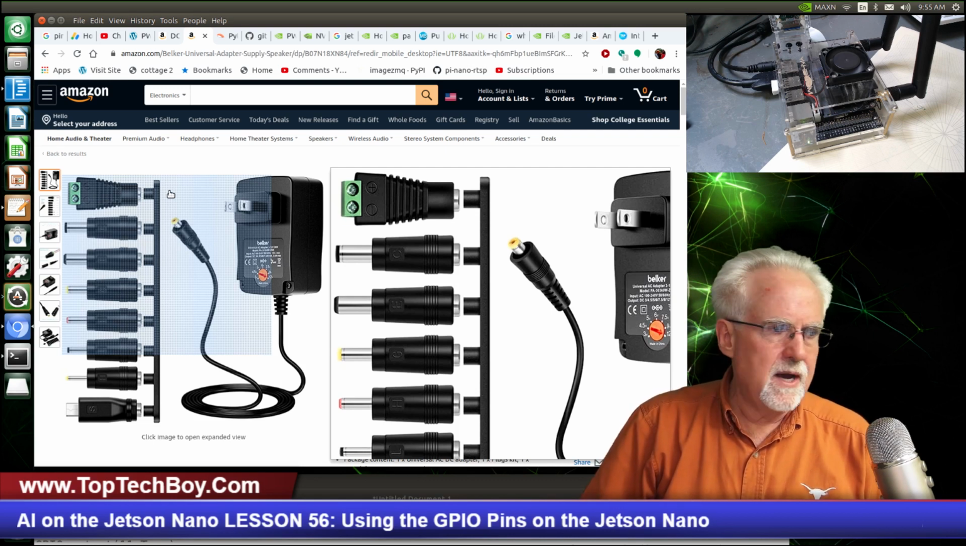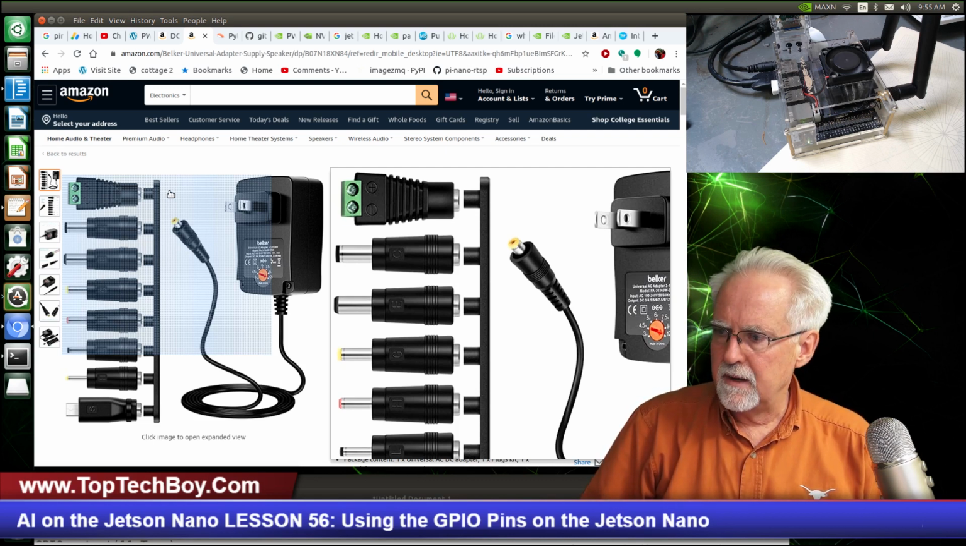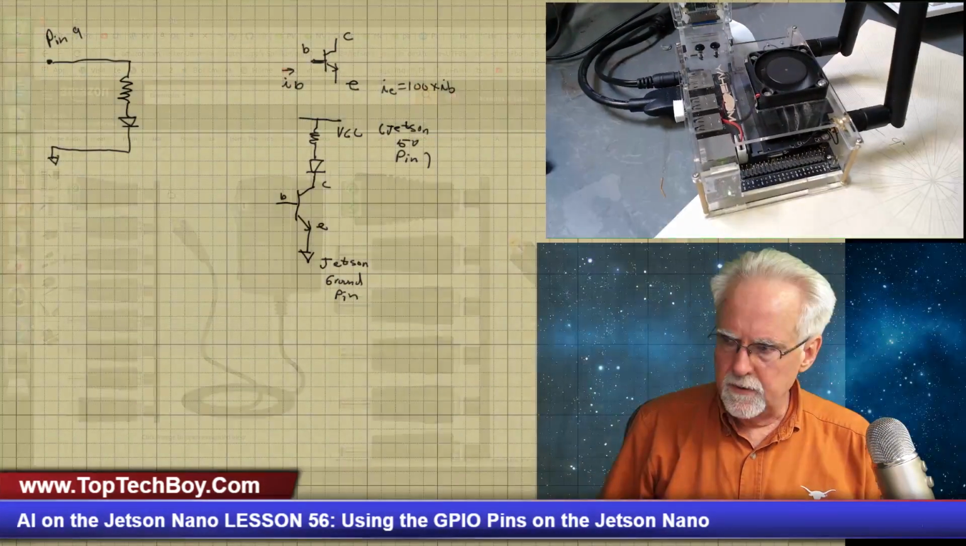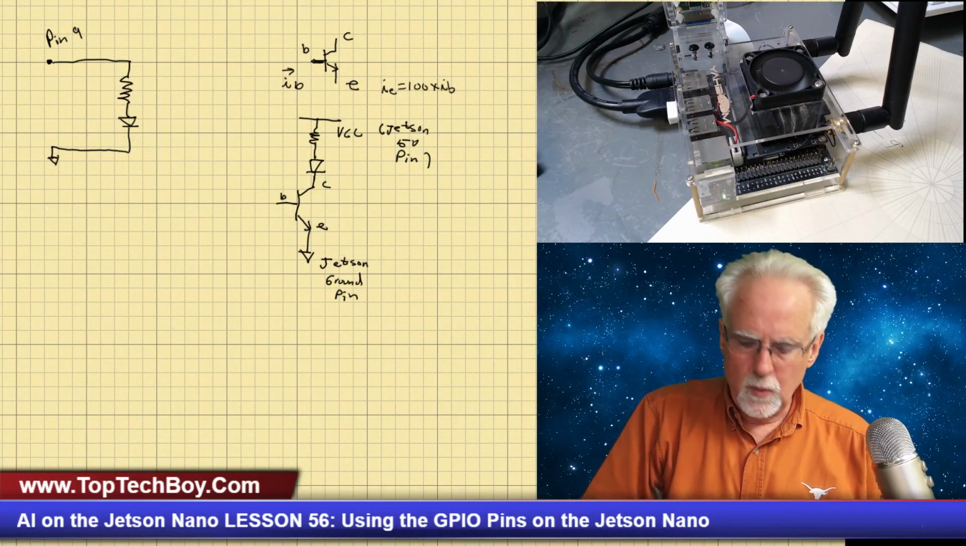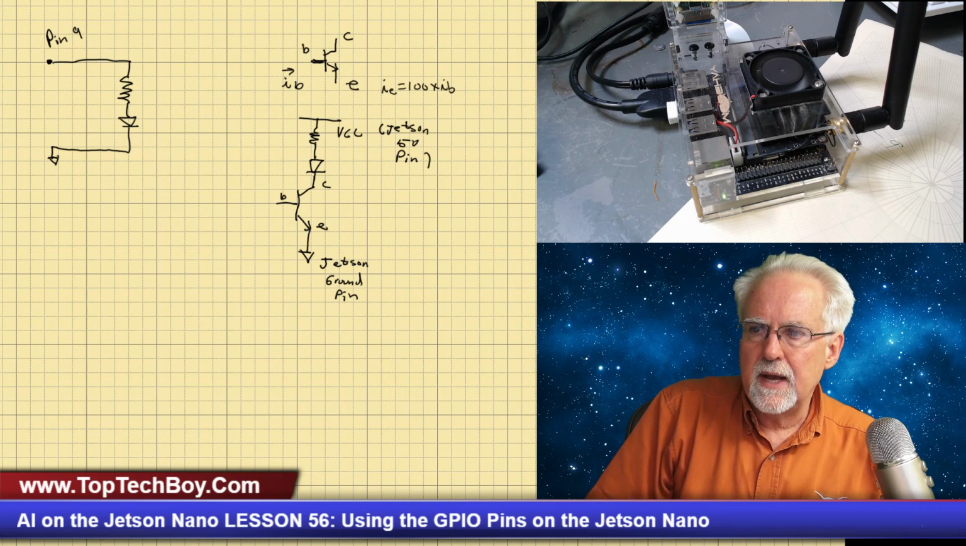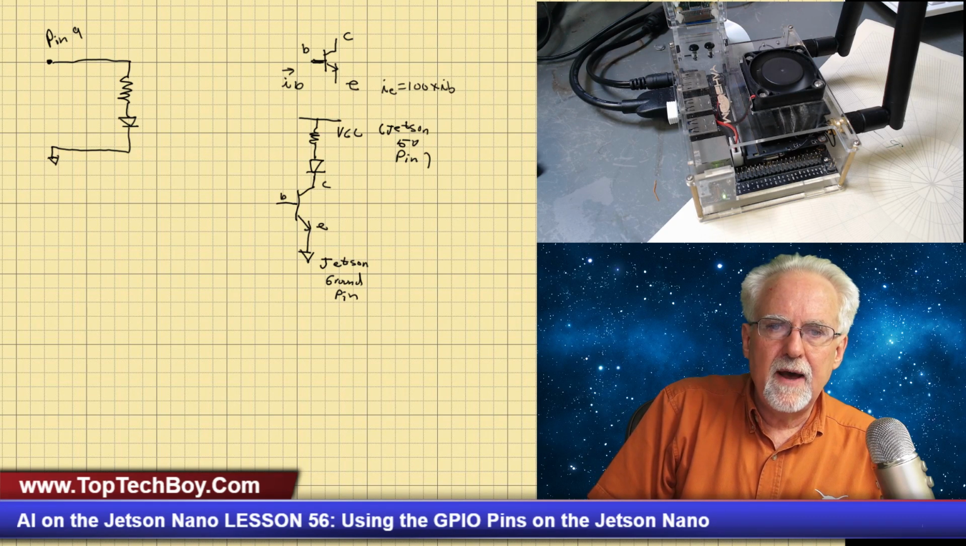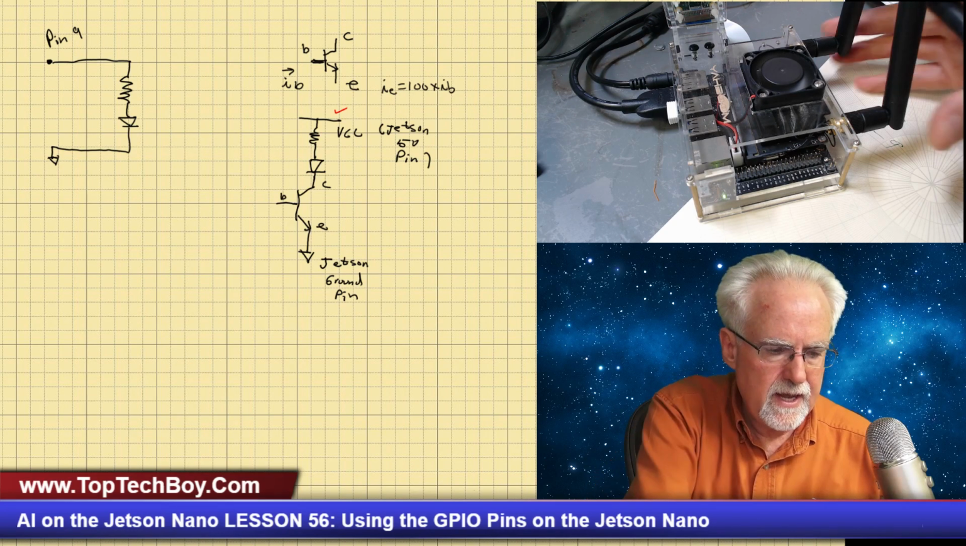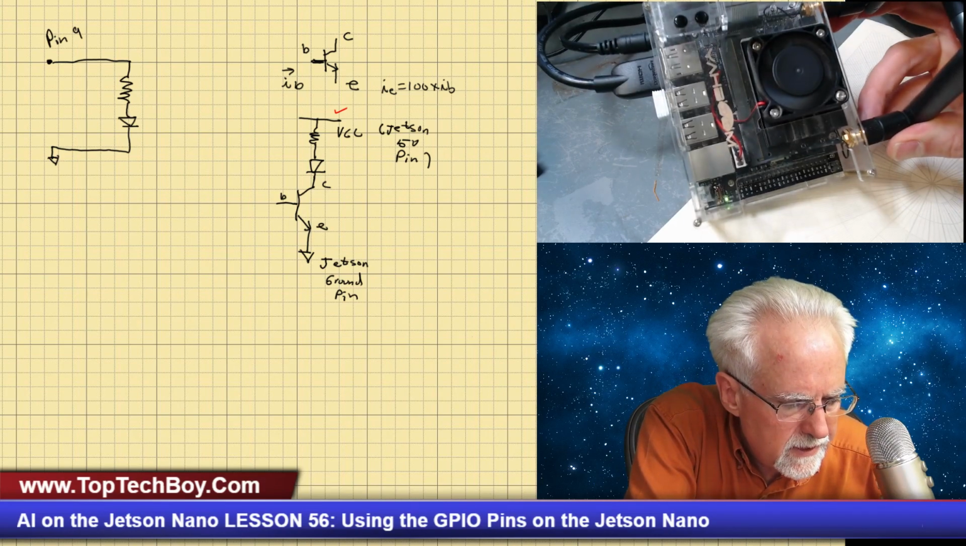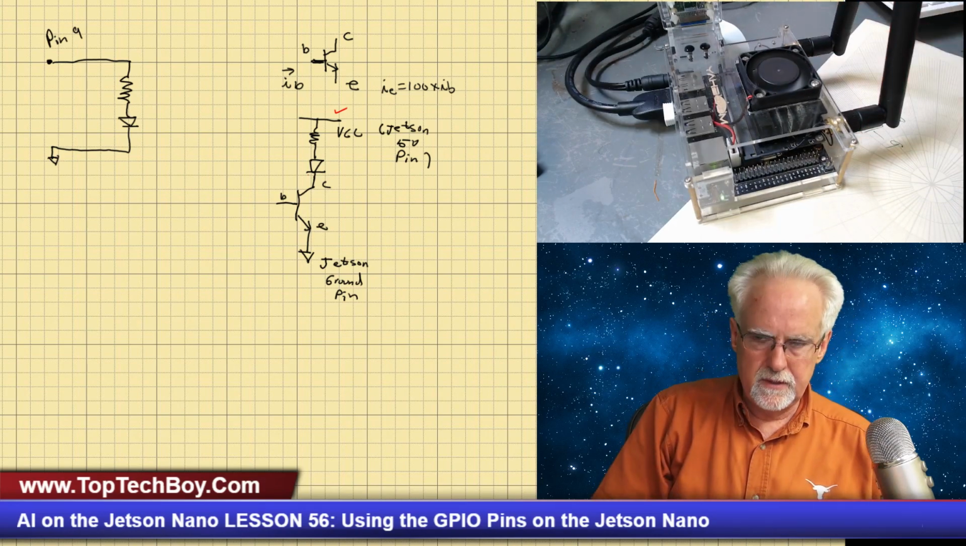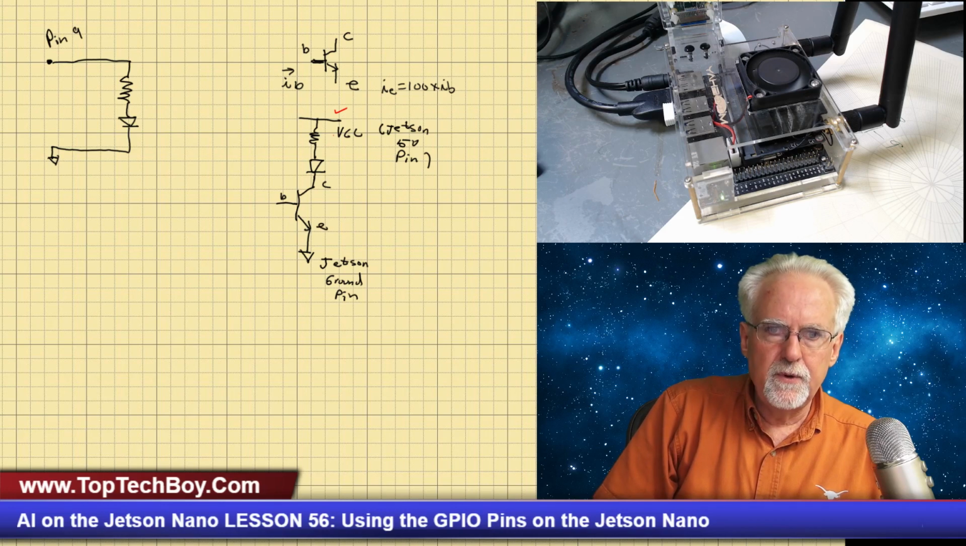So let's move on back over to our drawing view. And so what we are going to do here is, like we were saying, we're going to get the 5 volts here from the Jetson Nano, which I believe is pin 2. Okay, it's pin 2. We're going to come down through a resistor, and then we're going to go through a diode, and then through the transistor to ground, and the ground goes on the Jetson Nano.